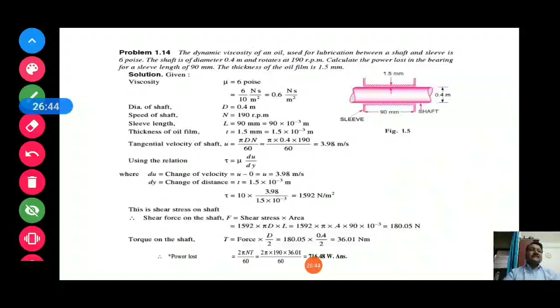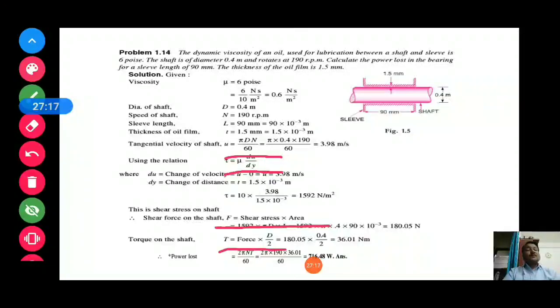Now see once again which formulae we have used. First find the tangential velocity, u is equal to pi dN by 60. Then use the shear stress formula, tau is equal to mu du by dy. From the tau you can find the force. So force is equal to shear stress into area, and after that you can find the torque, which is equal to force into d by 2.